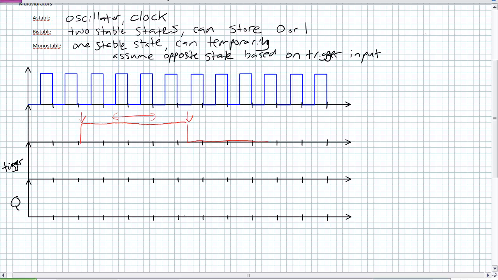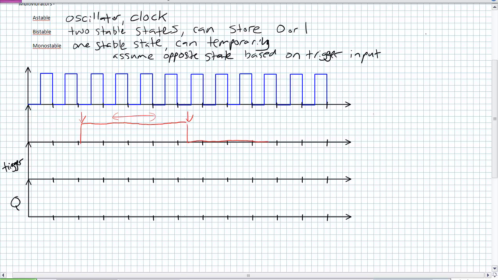Okay, so what I've got is two timing diagrams right here, and the top one is what's called the trigger input, and Q is the output of our monostable multivibrator. And let's pretend this monostable multivibrator's stable state, i.e. its monostable state, is a 0. However, it can temporarily assume the opposite state, i.e. a 1, based upon, let's say, a positive edge trigger. Okay, and we'll talk about positive edges in a little bit. And it's going to temporarily assume that logical value of 1 for 5 nanoseconds.